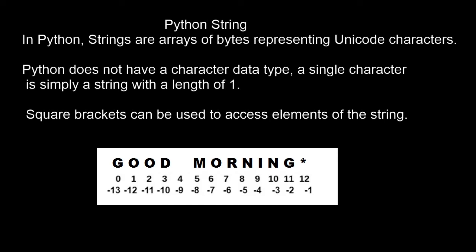If you want to access an element, you can use square brackets. Here is an example. There is a string, good morning, then a star character. So total good, 4 characters, there is a space, 5th character, then MORNING, 5 plus 7, 12, and a star, 13 characters are there.